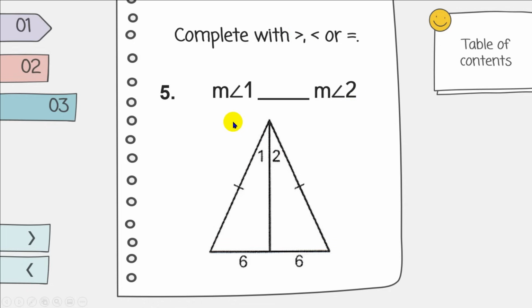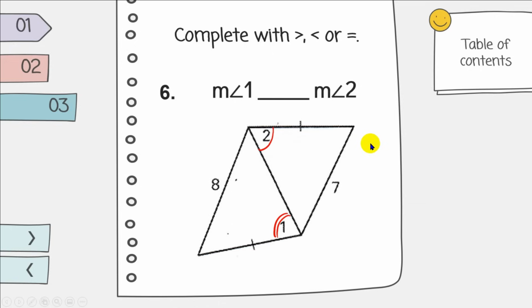Number 5, measure angle 1 and measure angle 2 pa rin. And tingnan po maigi yung mga given na sides opposite. Greater than ba, less than, or equal? For item number 6, so measure angle 1 and measure angle 2 pa rin. The given here are 8 and 7. So, alin ang mas malaki? Alin ang mas mahaba? Alin ang mas malaking angle ngayon? Is it measure angle 1 or measure angle 2?